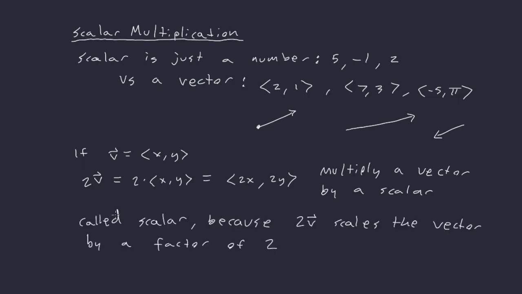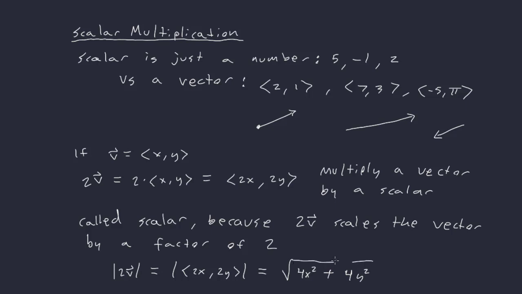In this case, 2v scales the vector by a factor of 2. In other words, it doubles v. It doubles the magnitude. And we can actually test that. If I calculate the magnitude of 2x, 2y, that's going to be the square root of the x component squared, which would be 4x squared, plus the next component squared, so that would be 4y squared.